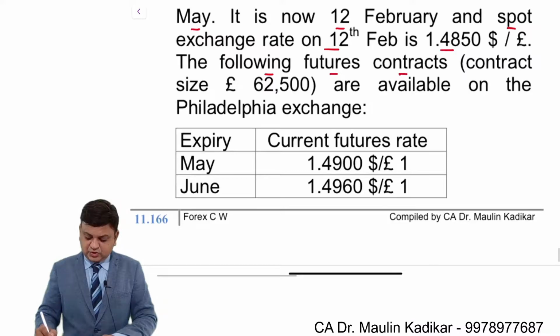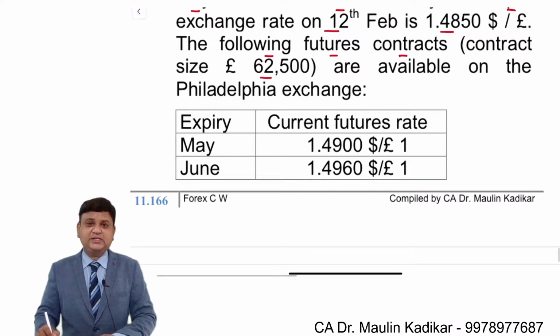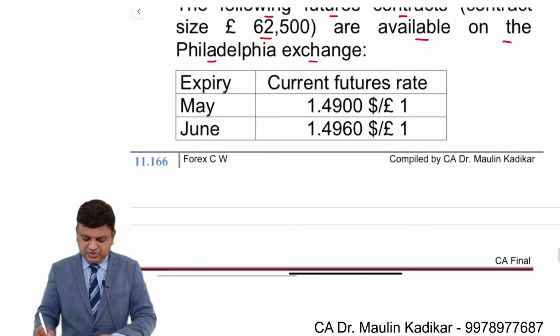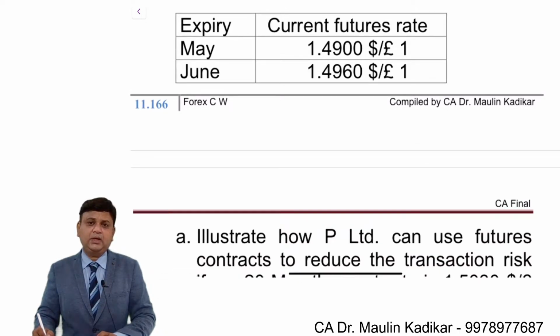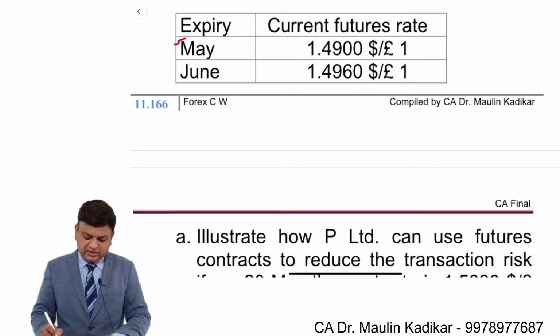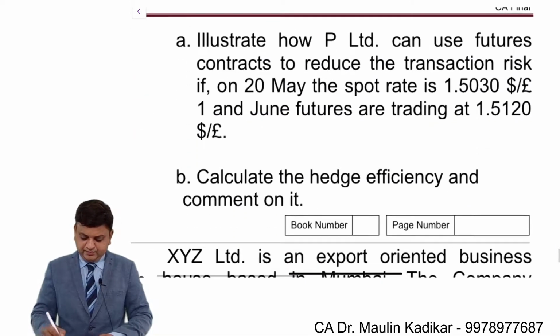The following futures contract, size 62,500 pound, are available on the Philippine exchange. Futures contracts have been provided to us having expiry of the month of May and having expiry for the month of June. This is the futures rate. Illustrate how P Ltd can use futures contract to reduce the transaction risk.